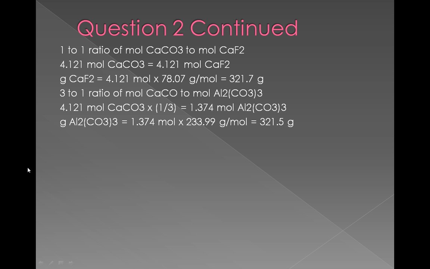You do the same thing with the aluminum carbonate, and there's a 3:1 ratio of moles between calcium carbonate to moles of aluminum carbonate. So you multiply 4.121 moles of calcium carbonate by 1/3, giving you 1.374 moles of aluminum carbonate. To find the grams of aluminum carbonate, you multiply the 1.374 moles by 233.99 grams per mole, which is the molecular mass, giving you 321.5 grams.